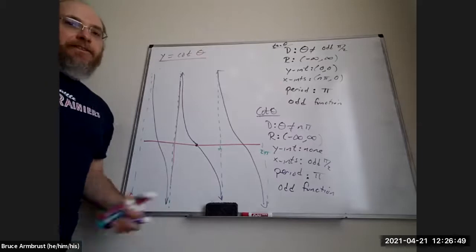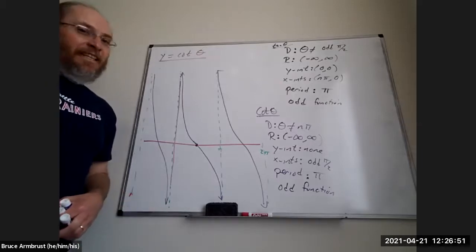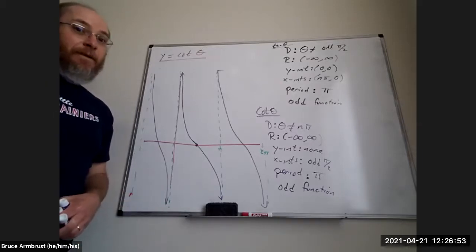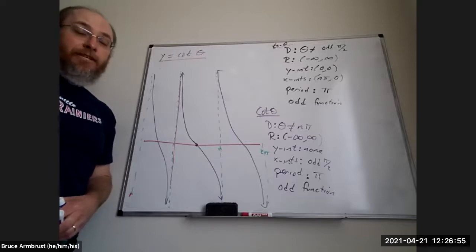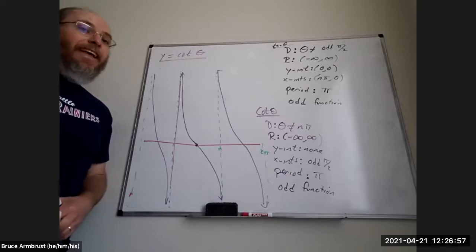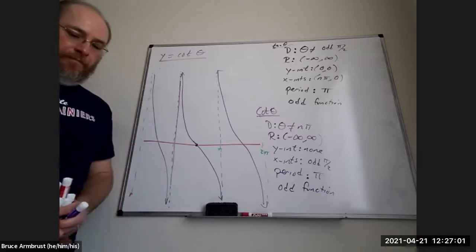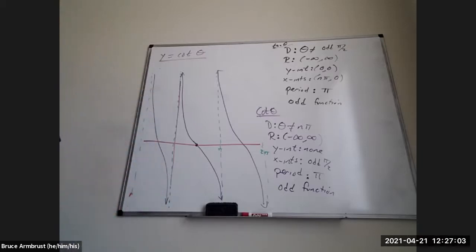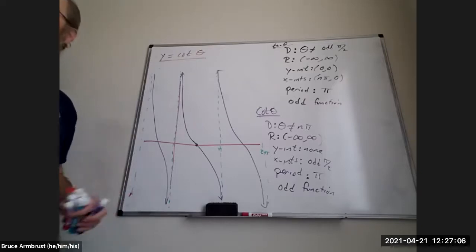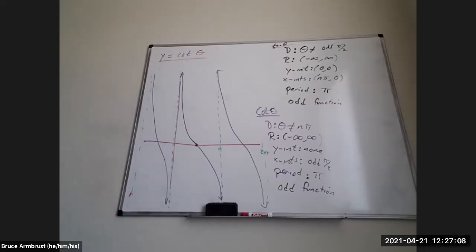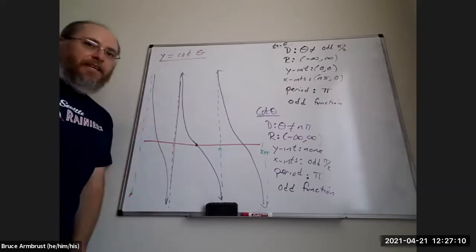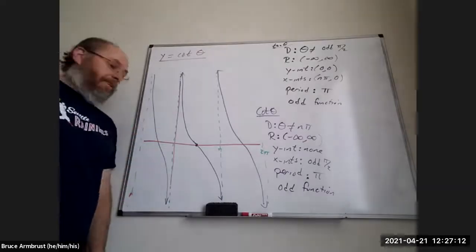All right, well, there you go. So there's the graph of cotangent. Again, looks a lot like tangent. It's just been shifted over. Got the cofunction shift. And then it actually goes the opposite direction. All right, so there you go. There are tangent and cotangent, which then, of course, leaves secant and cosecant.